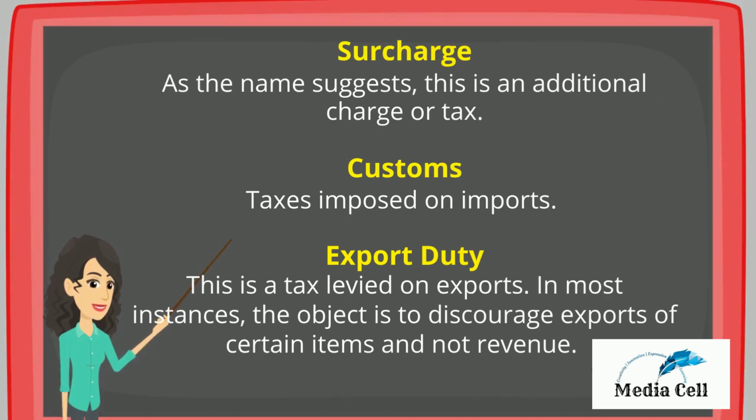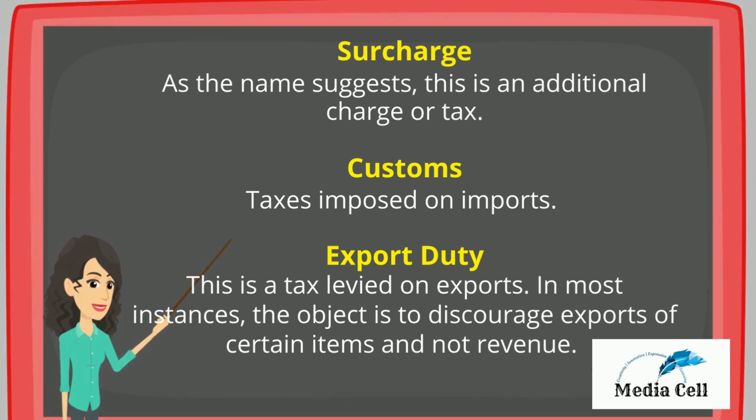Surcharge. As the name suggests, this is an additional charge or tax. For example, a surcharge of 10% on a tax rate of 30% effectively raises the combined tax burden to 33%. Customs. These are the taxes imposed on imports. While revenue is an important consideration, customs duties may also be levied to protect the domestic industry or sector, or in retaliation against measures by other countries.